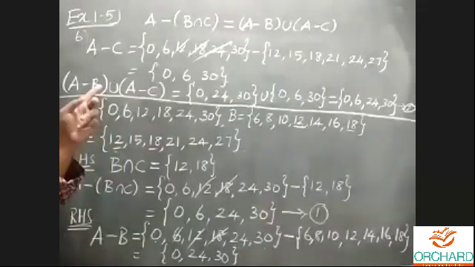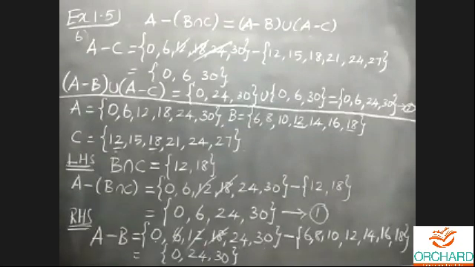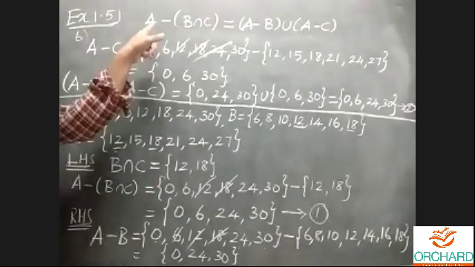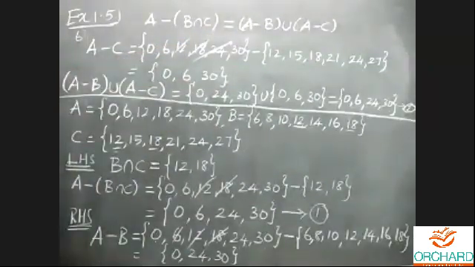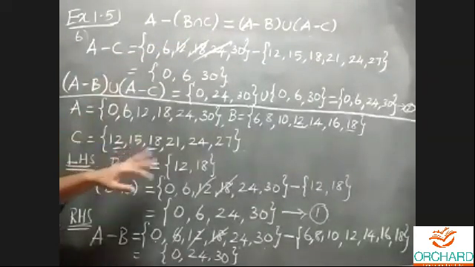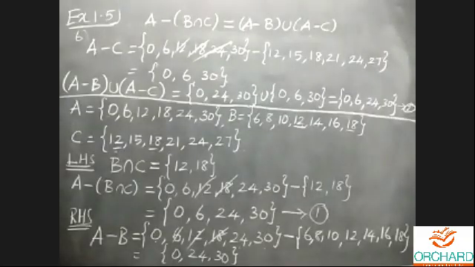This is the one law, and one more law is also there. Whenever you're free, try the same problem with the other law. What's the other law? A difference B union C equal to A difference B intersection A difference C. Try the same problem with the other law. This is the idea for the De Morgan law for set difference.